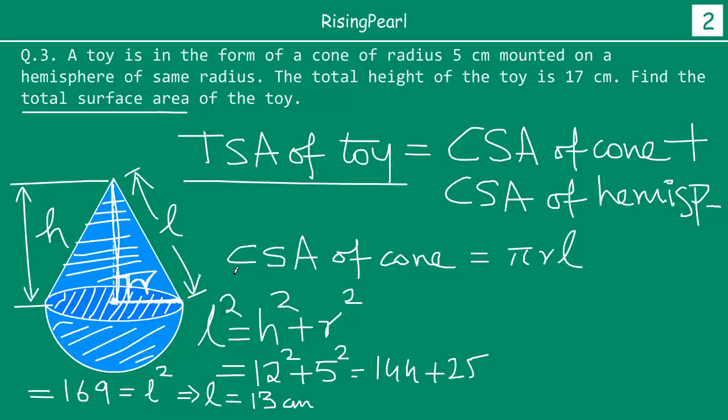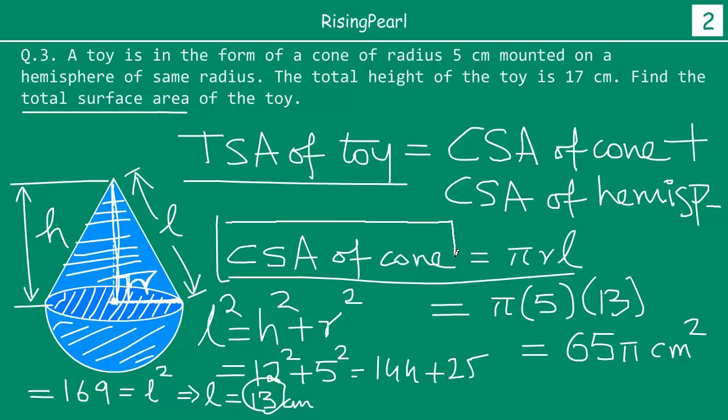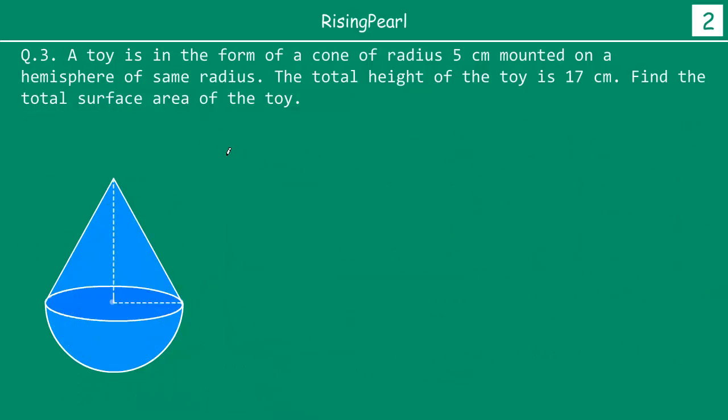So going back to our formula, the curved surface area of the cone will be pi times r, which is 5, times L, which we just found out is 13, or this will be 65 times pi centimeter squared. So the curved surface area of the cone is 65 pi centimeter squared. Now let's clean this up. We've got a lot of stuff going on.